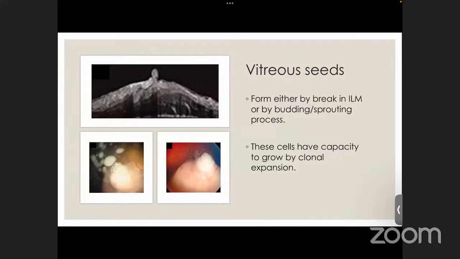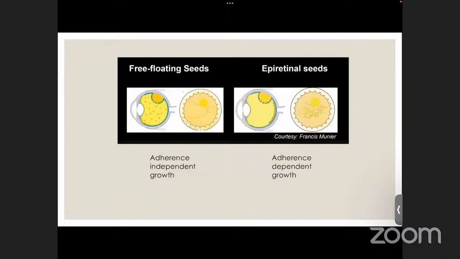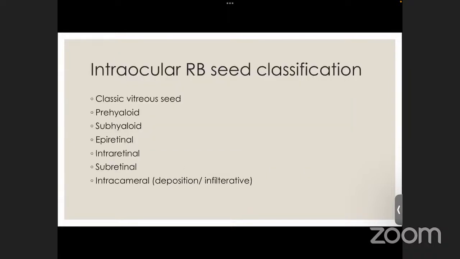Now, coming to the vitreous seeds, how do they form? They form either by a break in the internal limiting membrane or by a budding or sprouting process. After going into the vitreous, these cells have the capacity to grow by clonal expansion. They can grow independently, without depending on a substrate, into the vitreous, and form free-floating seeds. Or they need a substrate, like the retina or the epiretinal membrane, to grow, which is known as adherence-dependent growth, and they form epiretinal seeds.